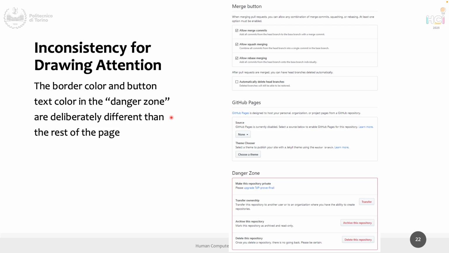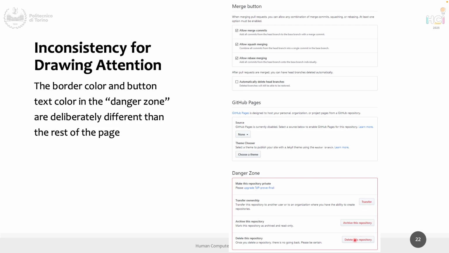Which is the inconsistent part? The red one, the danger zone. This is inconsistent because everything else is green. Also buttons are green and black. But here you have a red border and button red and gray.